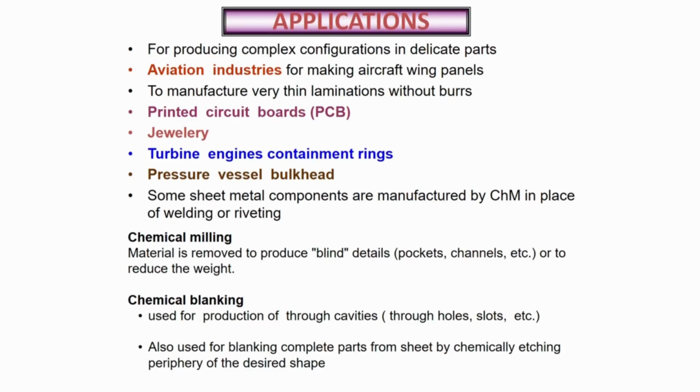There are two things here. One is called chemical milling, another is chemical blanking. In the chemical milling process, blind holes like blind pockets are generated. Material is removed to produce blind details, pockets or channels etc. to reduce the weight. But in the chemical blanking process, through components with through details, through holes, are generated.